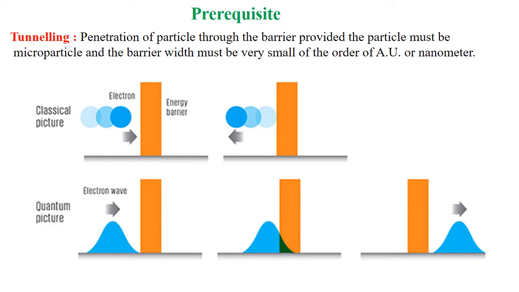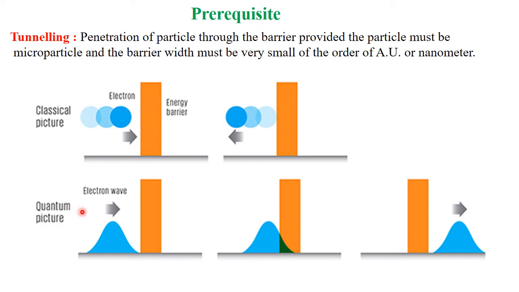You can see on the screen the classical picture of electron and the quantum picture. In the classical picture, we are treating the electron as a particle, and hence when the electron strikes the energy barrier, it gets immediately reflected back. So particle nature does not allow the electron in the form of a particle to cross the barrier and to go on the other side.